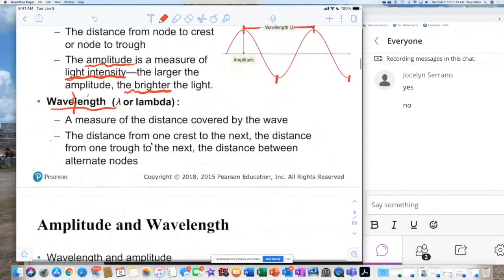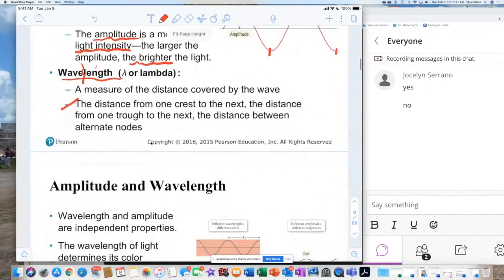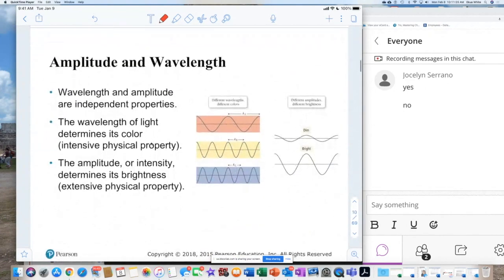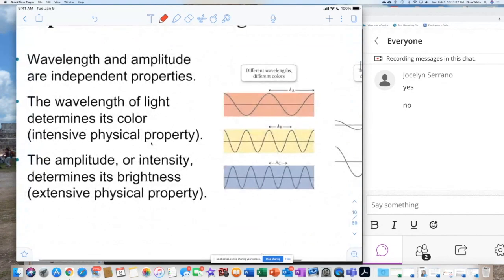What the wavelength communicates to us is how mellow or how intense the wave itself is. Okay, so to illustrate the difference, we're going to be looking at this right here. The wavelength later on corresponds to the energy of the wave. It also corresponds to the color.